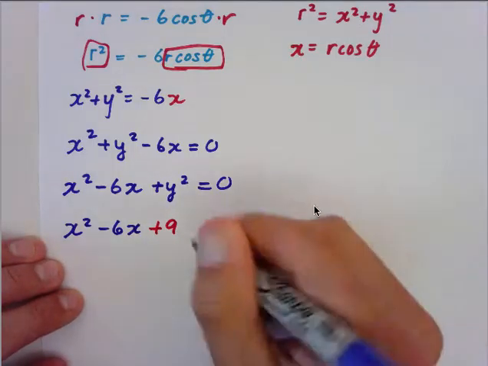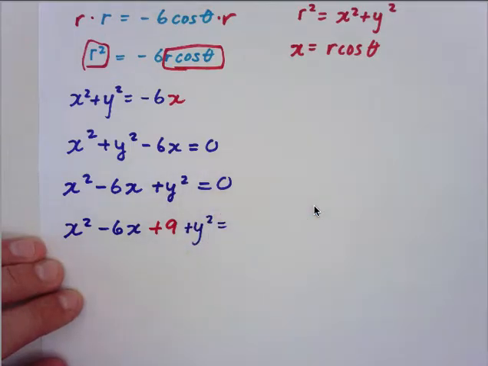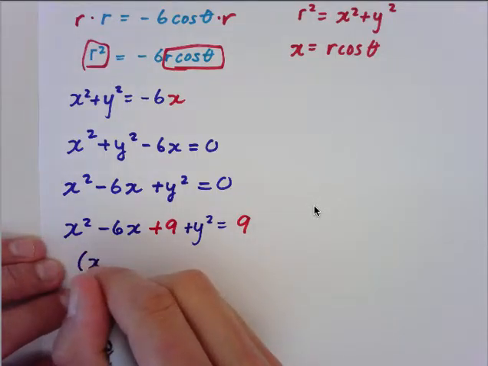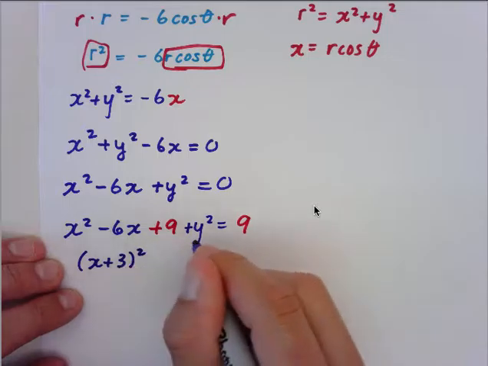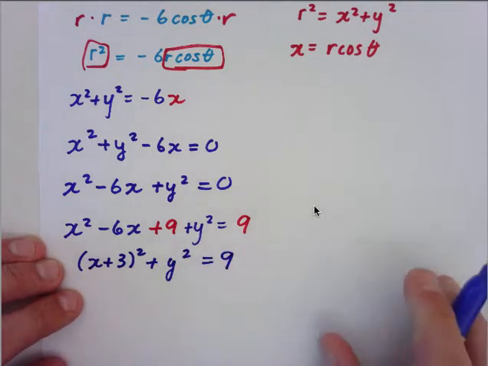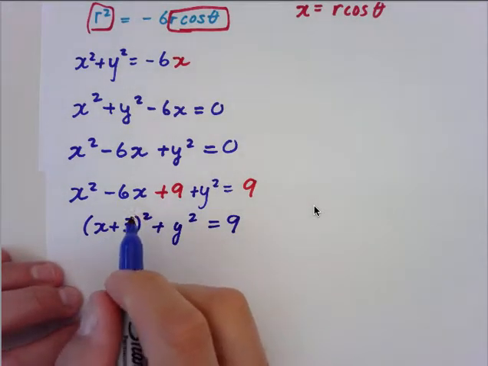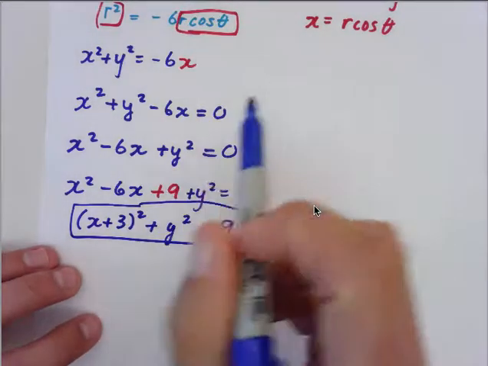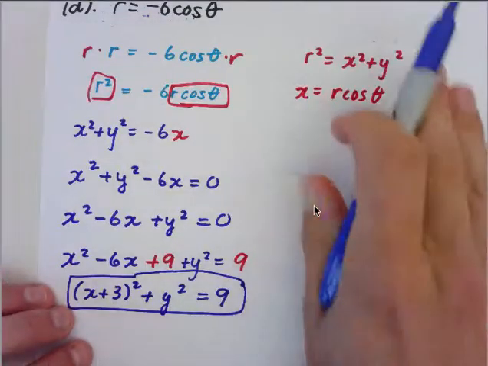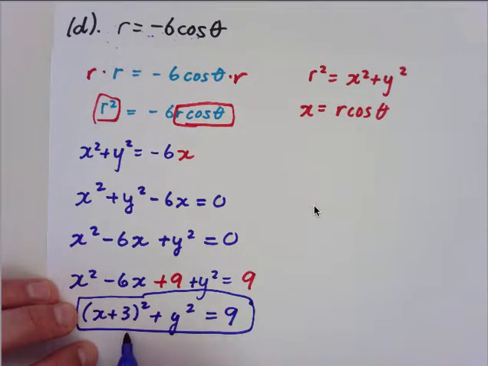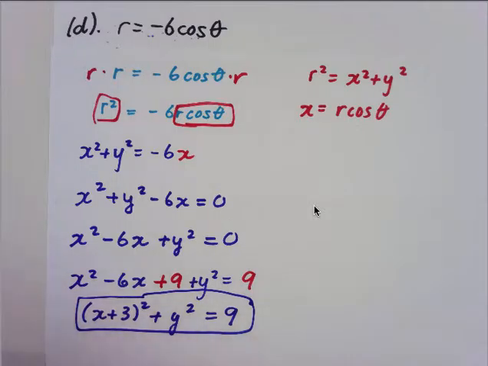Leave the y squared, and you're going to have that also equal to 9, because I added 9 to the left, I have to add 9 to the right. So that means now I'll have x plus 3 squared on the left plus y squared equals 9. So now that is my equation for part D, r equals -6 cosine of theta. It's just a circle with center at -3, 0 and a radius of 3.